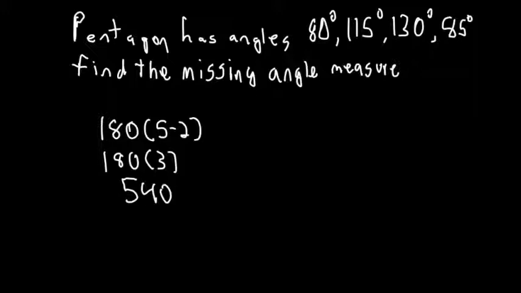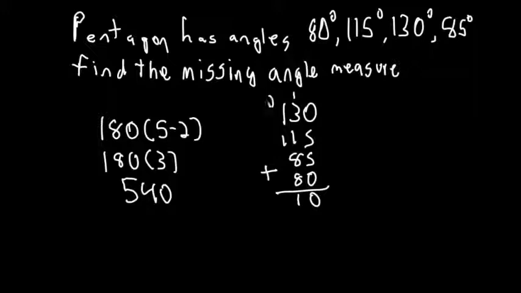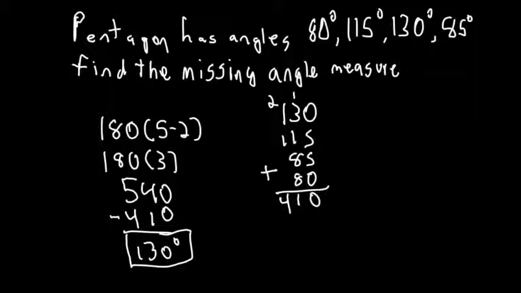Now to find the missing one, we need to first figure out what we have so far. So we're going to take those numbers. I'm going to start with the biggest one, 130, then 115, then 85 and 80. And I need to find a total, so I'm going to add those up. I have a total of 410 degrees. So I take my total and I subtract it from the total that a polygon must be, and I get 130 degrees. So our missing angle measures 130 degrees.